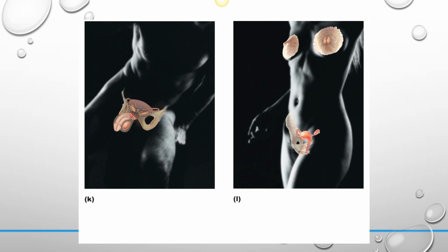This organ system is the reproductive system. The reproductive system for men consists of the penis and testicles and various accessory organs. For women, it includes the vagina, the uterus, ovaries, mammary glands, and various accessory organs. The major purpose of the reproductive system is to reproduce or to produce offspring.